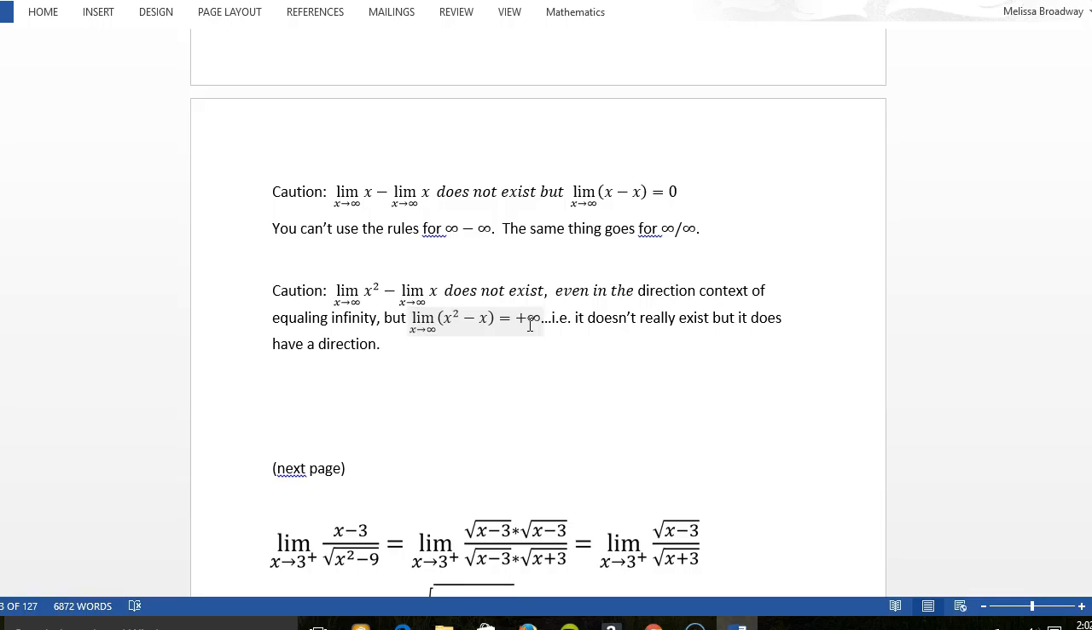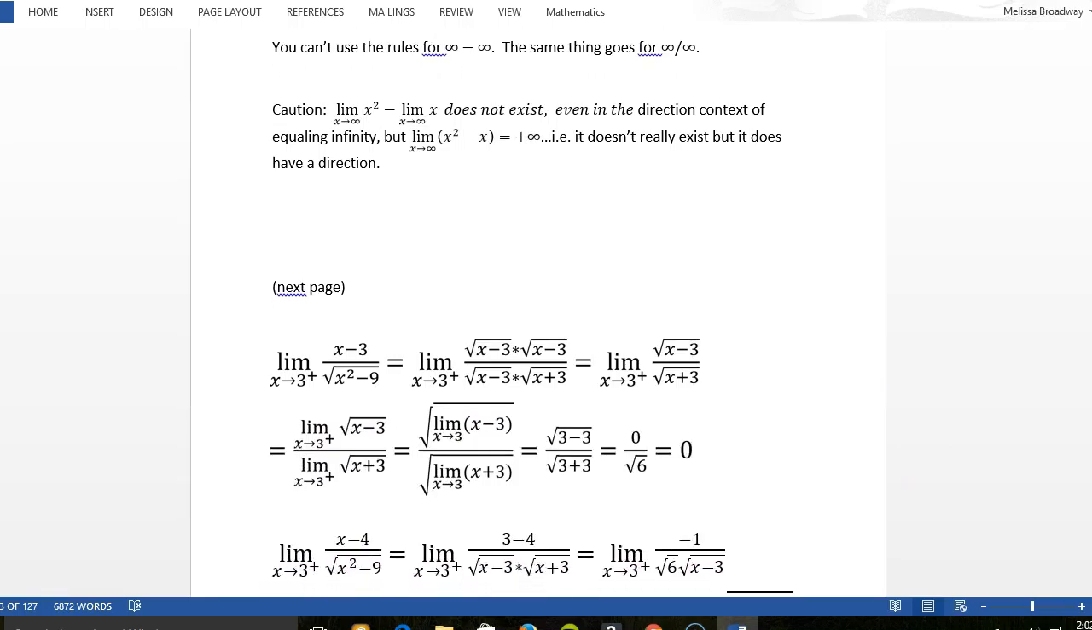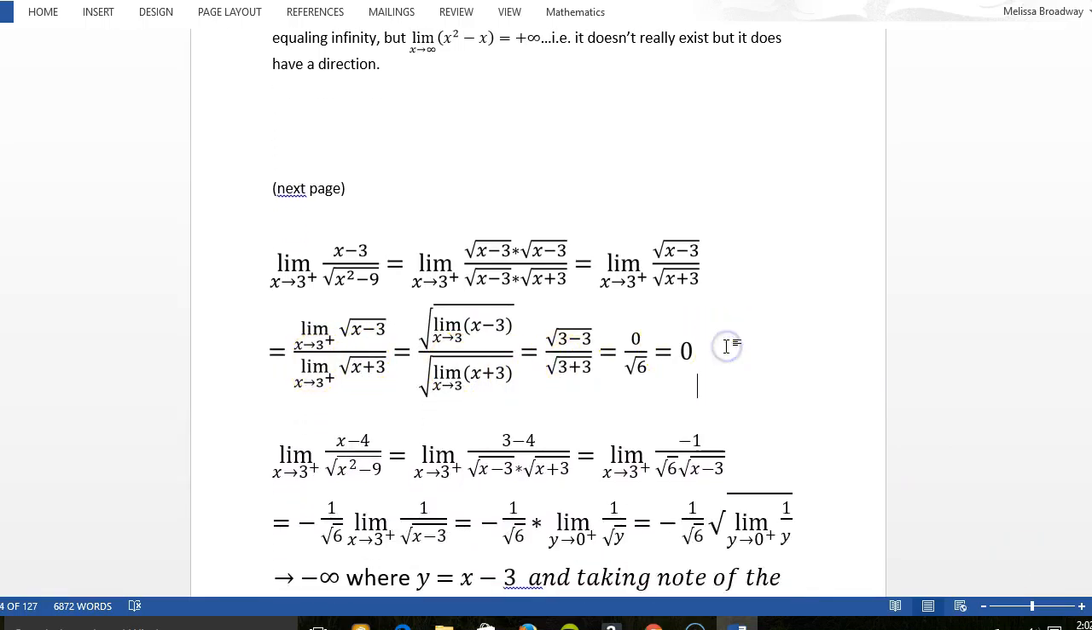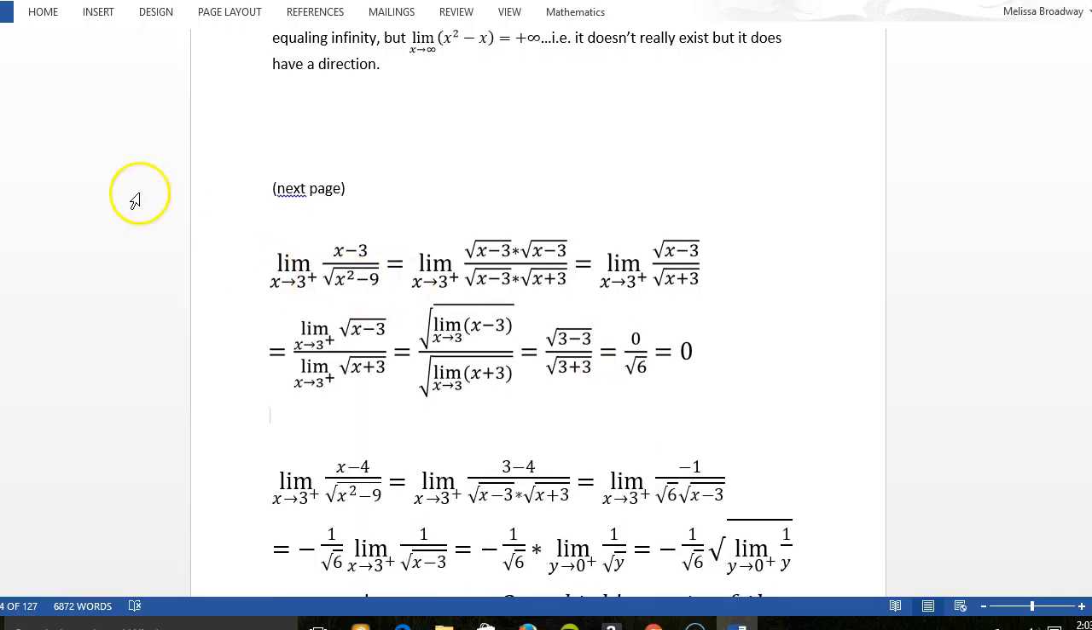But anyway, that's just a word of warning for you. And my examples are too close together. Let me space. The limit as x goes to 3 from the right.